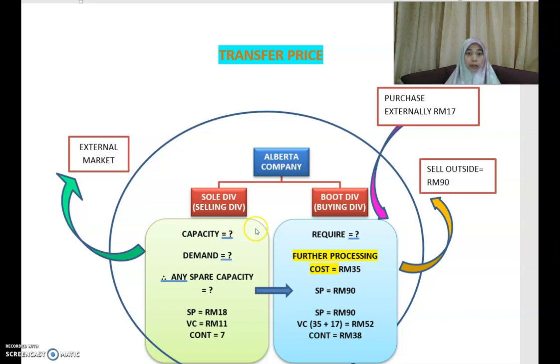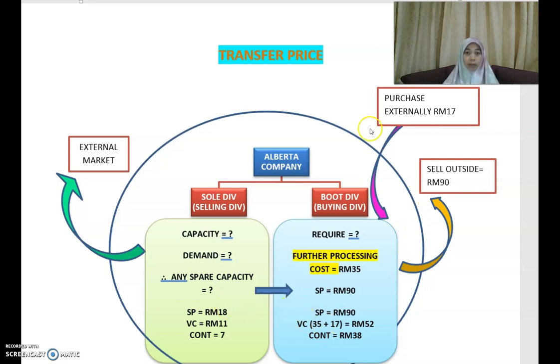So if you are the sole division's manager, you would say, I don't want to have the internal transfer. Why? Because I'm not going to sell to you at 17, because I can sell to the external market and I can get 18. Why should I sell at a lower price? Because if you sell at a lower price, you will get a lower profit. What about the boot division? Boot division would say, I don't want to purchase from the sole division, because that sole division is selling to me at 18. I would rather purchase it externally because my cost is only 17 rather than 18.